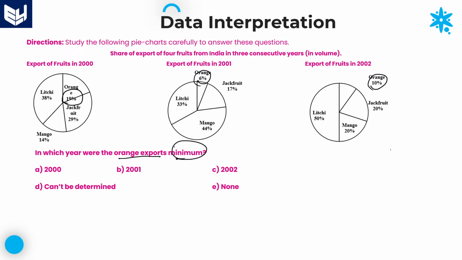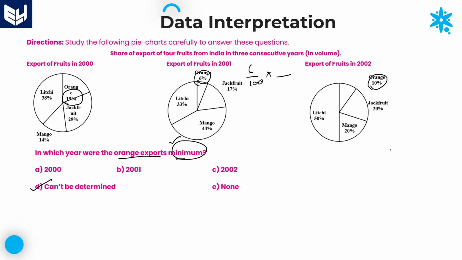Here he is talking about exports being minimum. This is 6 percentage, but you should not say exactly that it is 2001. Why? Because 6 percentage of what is the total exports in that year. You don't know that value, right? So you cannot say exactly that it is the least or minimum exports. So your answer is again cannot be determined, because the total exports are not given.